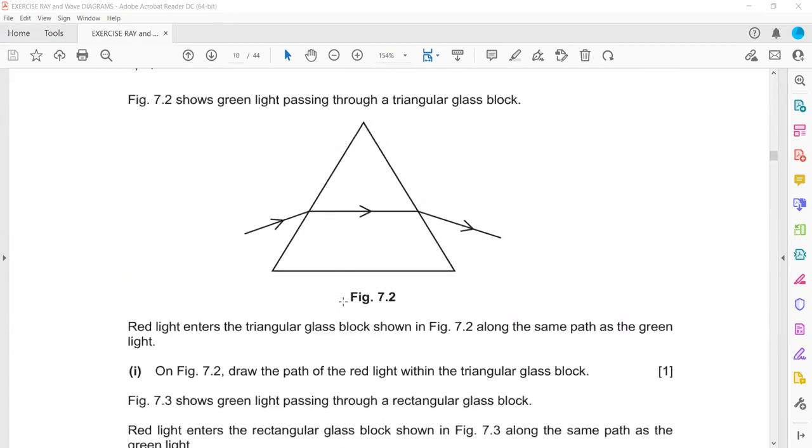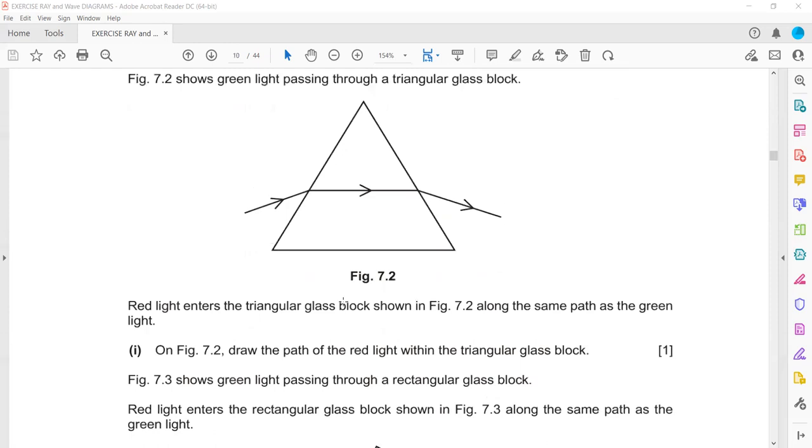In this question, the figure shows a green light which is passing, and we have to complete the path for a red light. So we have violet, indigo, blue, green, yellow, orange, and red. Red will bend the least and violet will bend the most. So compared to green, red will again bend the least. So when we want to complete the path, we will show refraction, but at a smaller angle of deviation, and then complete the path.